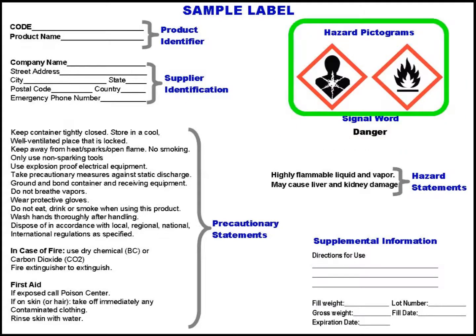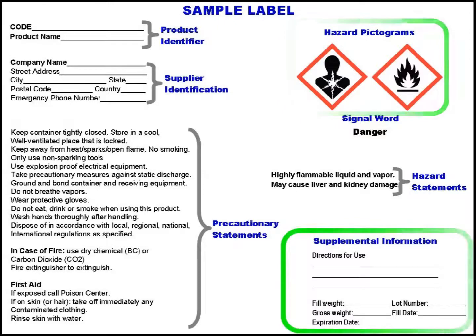Pictograms. Pictograms must appear as shown in this training. More than one pictogram may appear on a label or SDS. Currently, there are 9 OSHA pictograms. Supplemental information can include directions for use, weight, lot number, and expiration date.